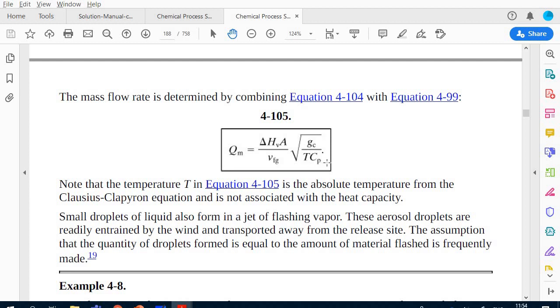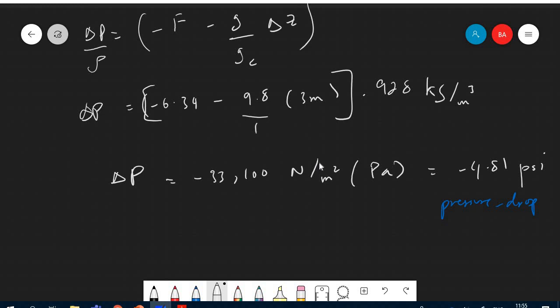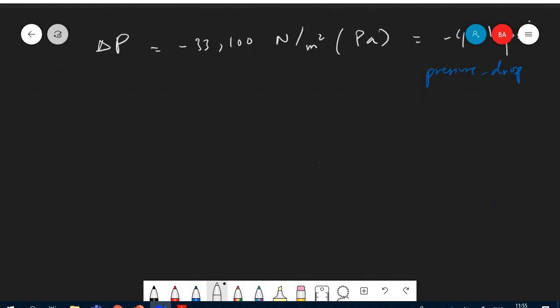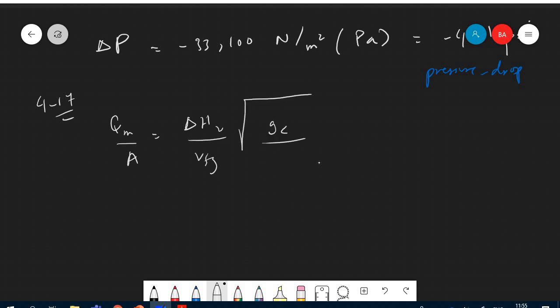And if I want to calculate the flux, that means I need to calculate Qm divided by the area, right? Qm divided by area is equal to the square root of delta HV, the vaporization heat, over the specific volume, into gc over T, temperature, into the heat capacity. It looks like a straightforward substitution here. So let us try the equation. I think we are ready to do this.